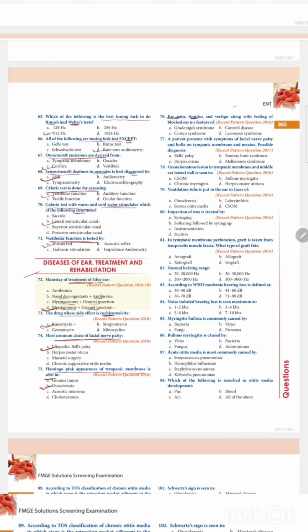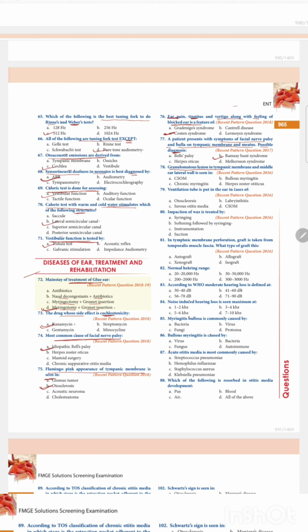Ear pain, tinnitus and vertigo along with the feeling of a blocked ear is a feature of Costen syndrome. That is the triad. A patient presents with symptoms of facial nerve palsy and bulla on the tympanic membrane and meatus. The possible diagnosis is Ramsay Hunt syndrome.